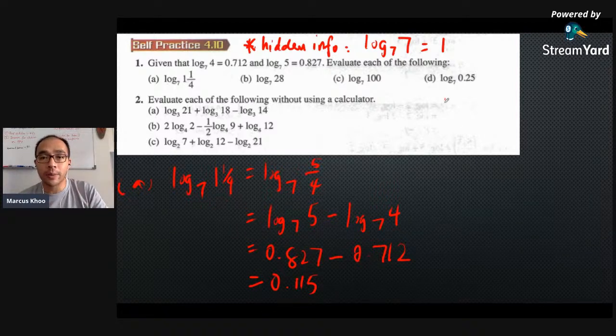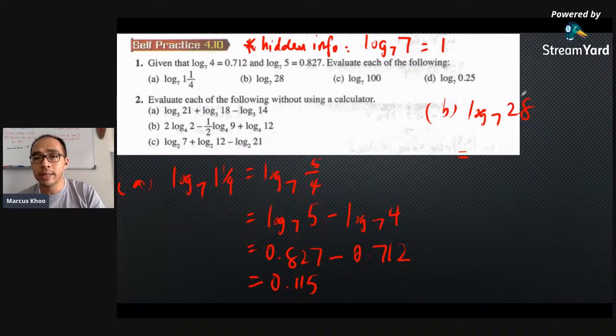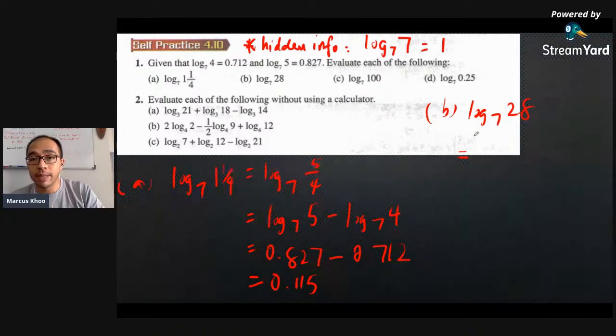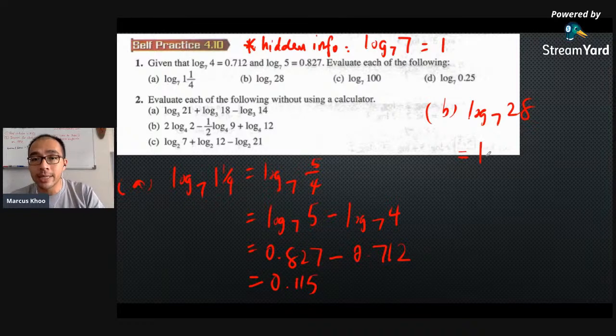Okay, let's take a look at the second one, B. Log 7 of 28. Okay, so we have these two numbers, 4 and 5. Can we find a number to menghasilkan 28 out of 4 and 5? Cannot. That's why we need this number 7. Because log 7 of 28 is actually log 7 of 4 times 7. Kita tukarkan 28 kepada 4 darab 7.